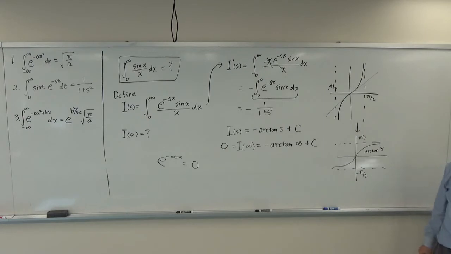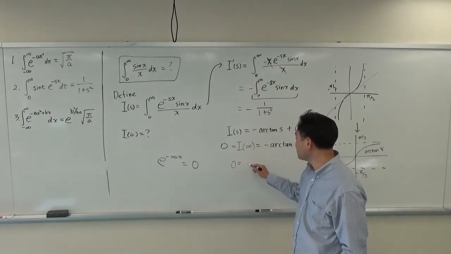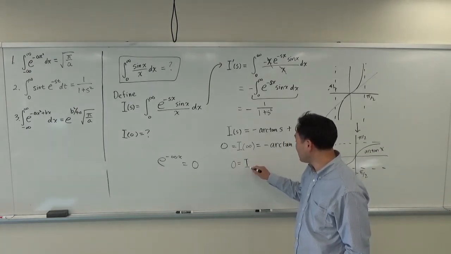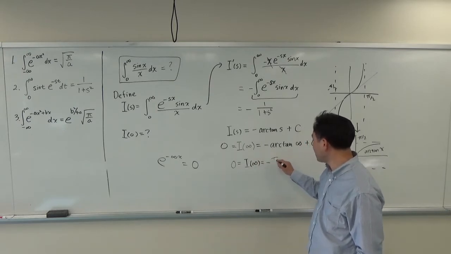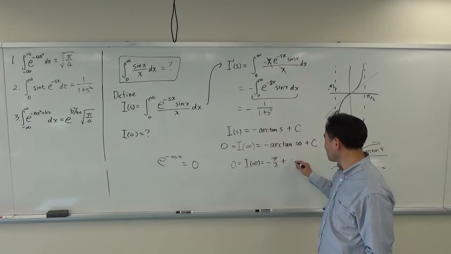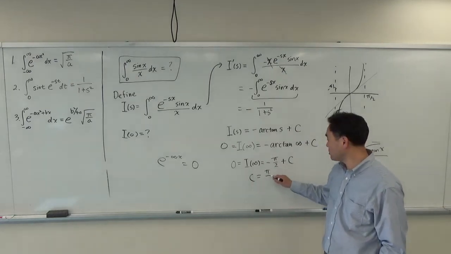Okay? So what is arctan of infinity then? What's the arctan of infinity? Pi over 2. Right? Gets closer and closer to pi over 2. So you get 0 equals I of infinity equals negative pi over 2 plus c. So that c is equal to pi over 2.